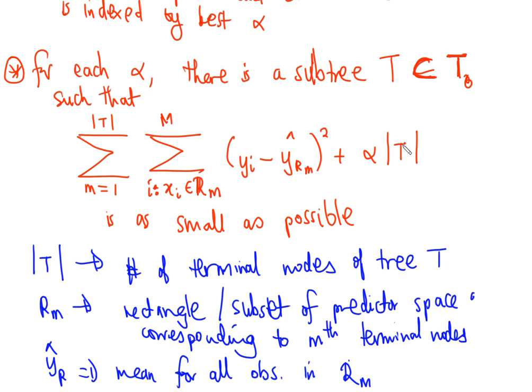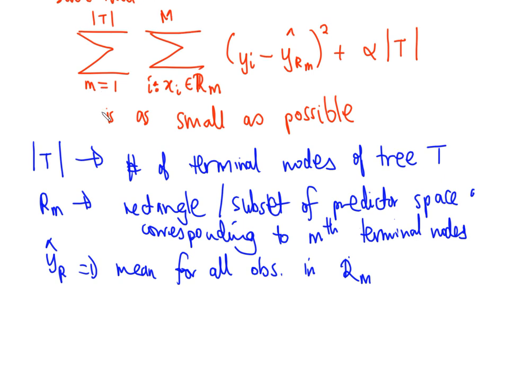So for each alpha, there is a subtree such that this one here is going to be small, depending on the number of nodes that we put here. Right? So the tuning parameter alpha controls a trade-off between the subtree's complexity and its fit to the training data. When alpha is equal to 0, let's explain that part.